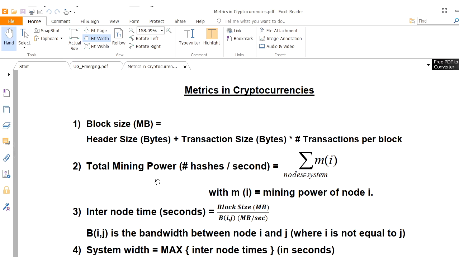Next is total mining power. The number of hashes per second is equal to the sum of the mining powers of the nodes in the system.